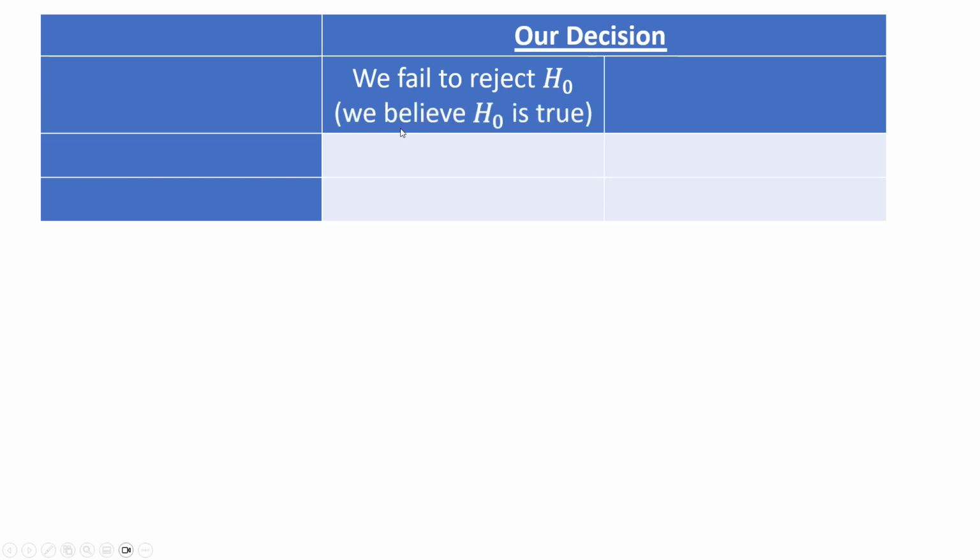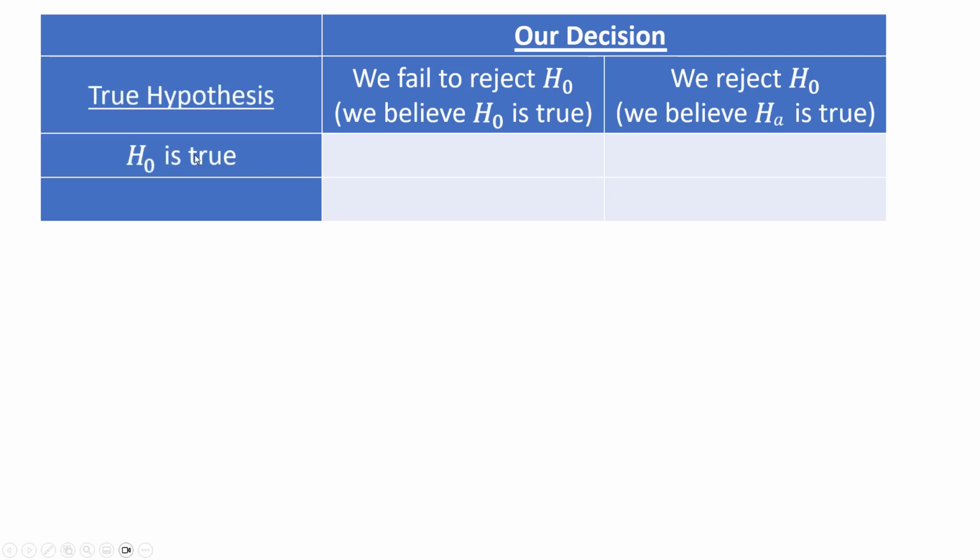Now, we mentioned before that when you eventually conclude your hypothesis test, you could either fail to reject your null hypothesis, and you would do this when you believe that the null hypothesis was most likely true, or you could end up rejecting the null hypothesis when you thought that the alternative hypothesis was true. But just because we make one of these 2 decisions doesn't necessarily mean that was the correct decision. It could be the case that either the null hypothesis is true or the alternative hypothesis is true, and the true hypothesis does not necessarily have to correspond with our decision.